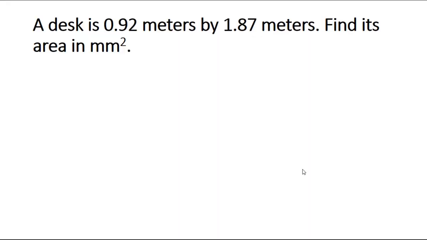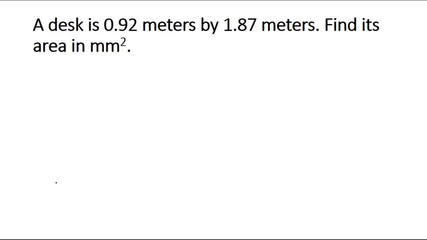Our first example of this is determining the area of a desk. And this is a desk that's 0.92 meters by 1.87 meters. I'm making an assumption here that it's rectangular. It doesn't say that, but most desks are. And that you know that the area of a desk would be its width times its length, or vice versa. Doesn't matter what order you multiply them in. So we want to find the area in millimeters squared.